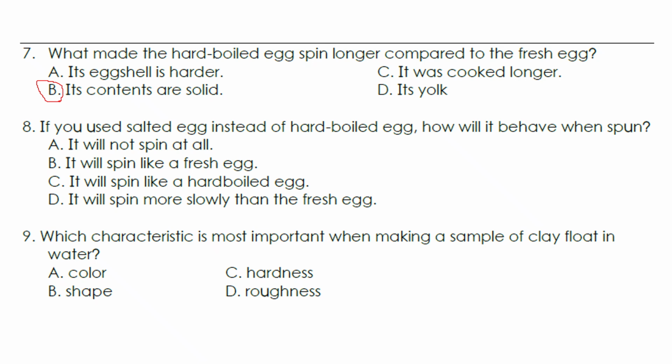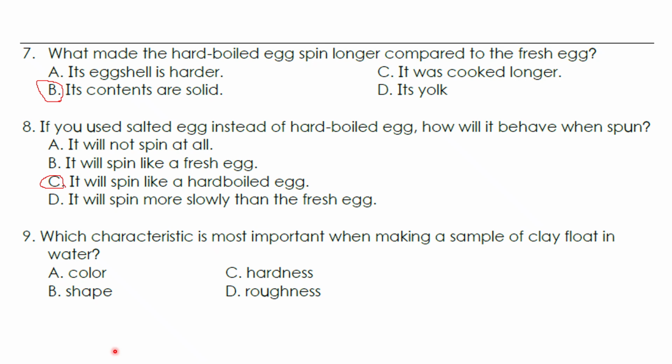Next, for number 8. If you use salted egg instead of hard-boiled egg, how will it behave when spun? A. It will not spin at all. B. It will spin like a fresh egg. C. It will spin like a hard-boiled egg. D. It will spin more slowly than the fresh egg. What is your answer, kids? Alright, the correct answer is letter C. Good job, kids!